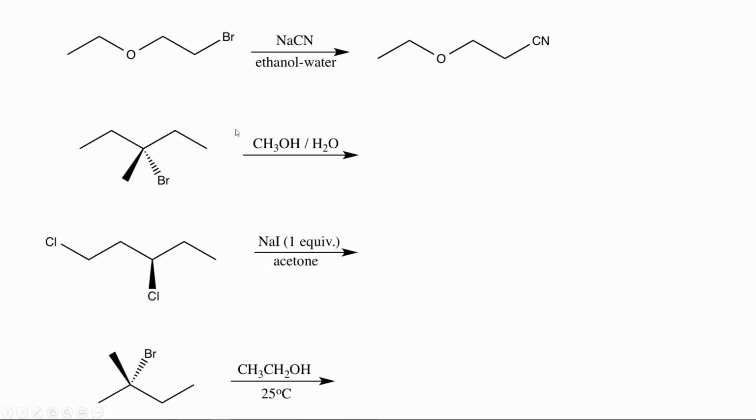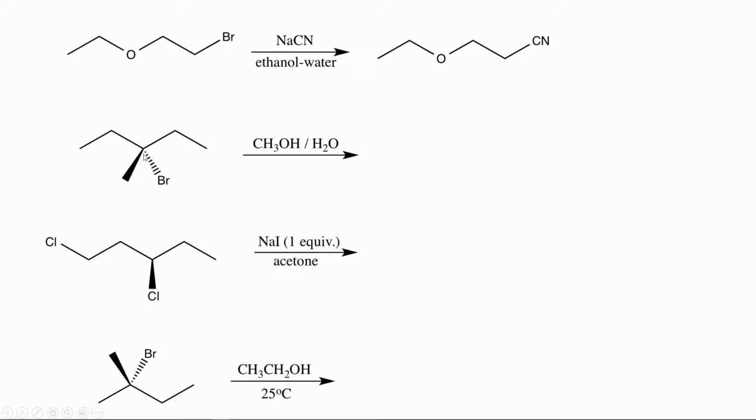Alright, in this next problem, we have a tertiary substrate. So that will point us in the direction of either E1 or SN1 or E2, depending on the nucleophile, and if it's a base or not. And then we have a methanol water combo. Now these are polar protic solvents, so this will point us to SN1 or E1, and we don't have a strong base. Now both of these can act as nucleophiles because we have a combination of the two.